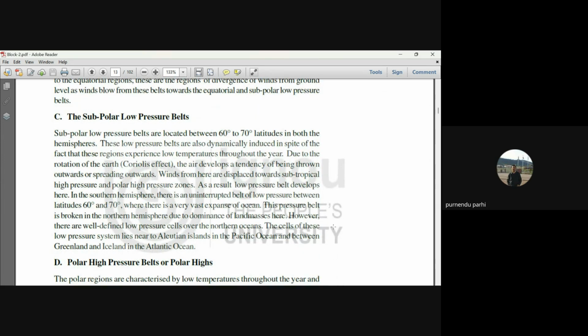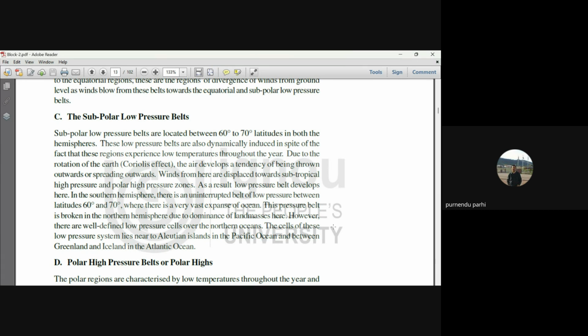Then comes the subpolar low pressure belt. Subpolar low pressure belts are located between 60 to 70 degree latitude in both the hemispheres. These low pressure belts are also dynamically induced, in spite of the fact that these regions experience low temperature throughout the year. Due to the rotation of Earth, the air develops a tendency of being thrown outward or spreading outwards. Winds from here are displaced towards the subtropical high pressure and polar high pressure zones. As a result, a low pressure belt develops here.